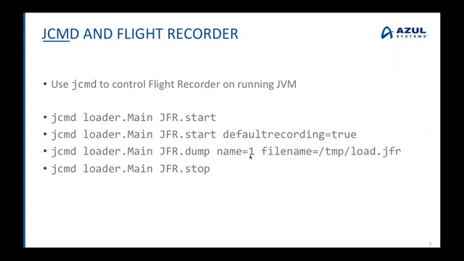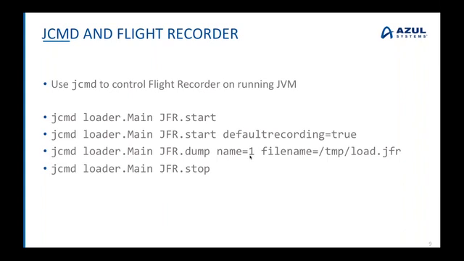What I've shown here is the sort of basic operations. There's more than this, but you can do things like JCommand, then you specify the application you're interested in, either by its name or by its process ID. And you can say, in this case, Java Flight Recorder start, and that will start recording the flight recorder data.